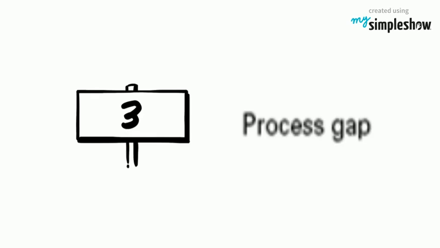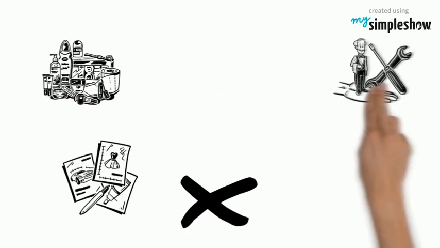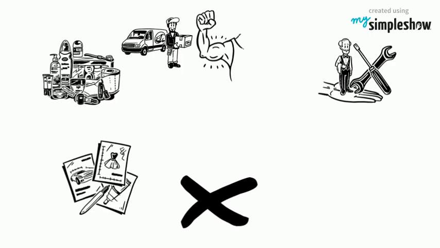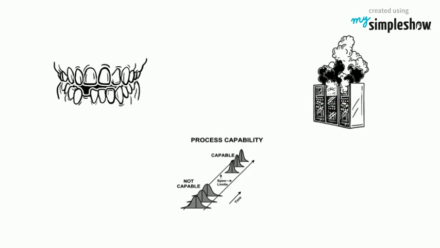3. Process gap. Many splendid designs fail because the process by which the physical product is created or the service is delivered is not capable of conforming to the design consistently time after time. This lack of process capability is one of the most persistent and bedeviling failures in the total quality gap.